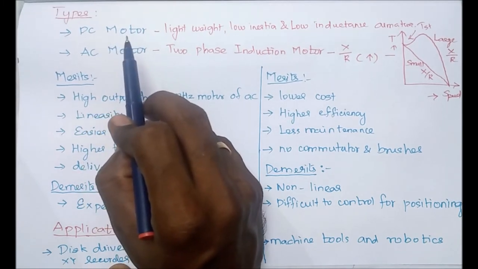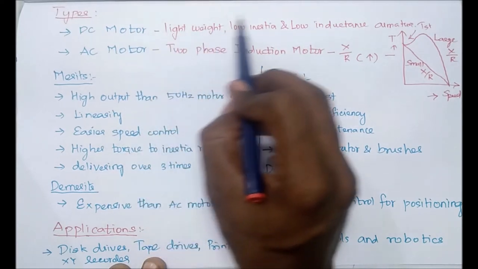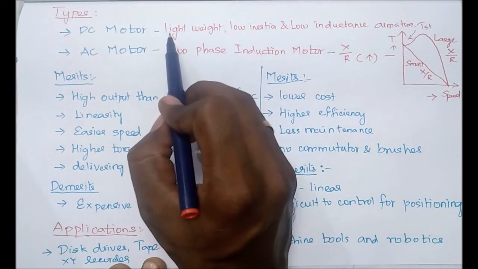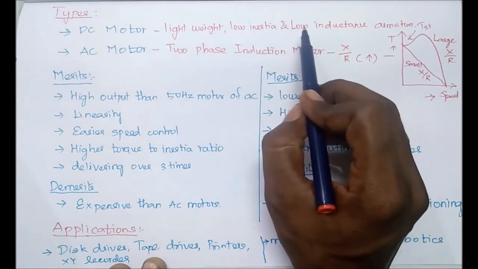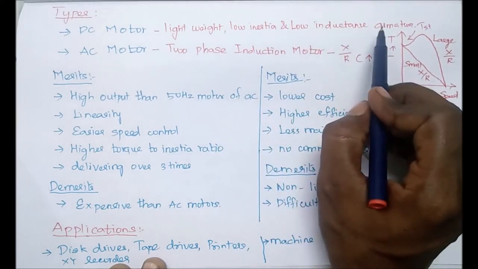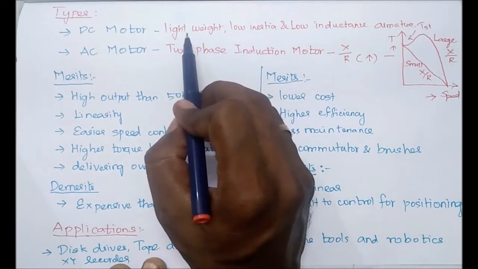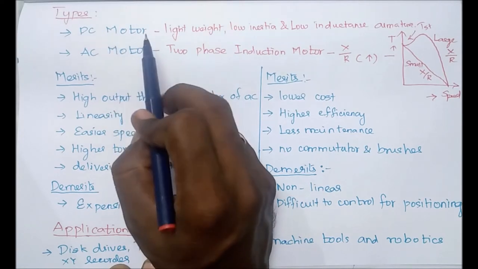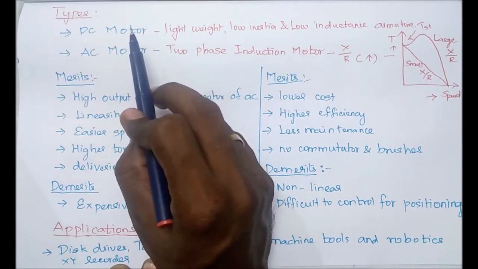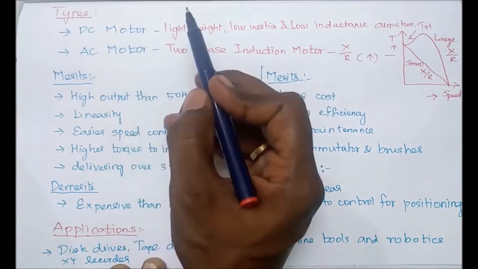To convert a DC motor into a DC servo motor, we have to make some special design. That means it should have lightweight, low inertia and low inductance in the armature part. If we do it by using this consideration, that DC motor is called a DC servo motor. We know where it is mainly used. It is mainly used to control the position of an object.